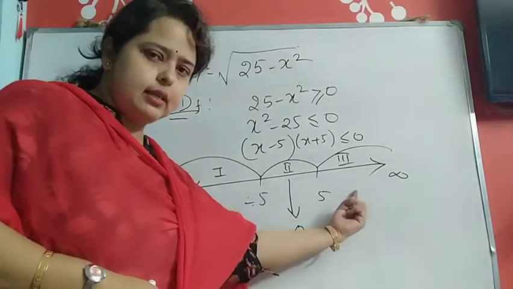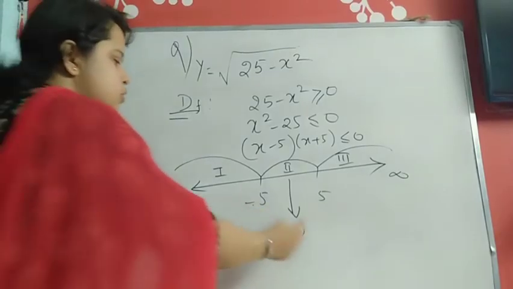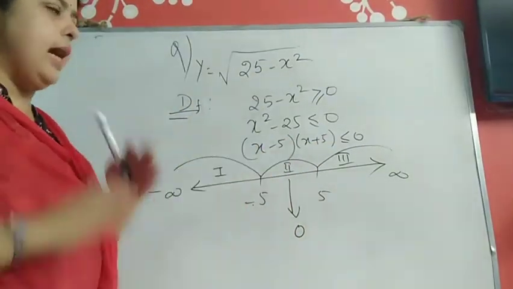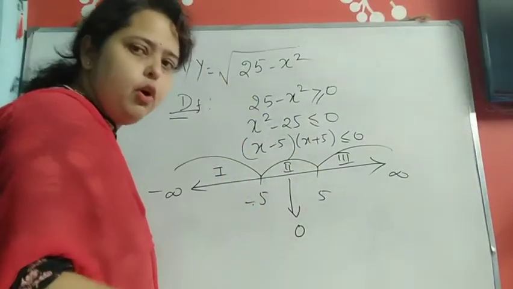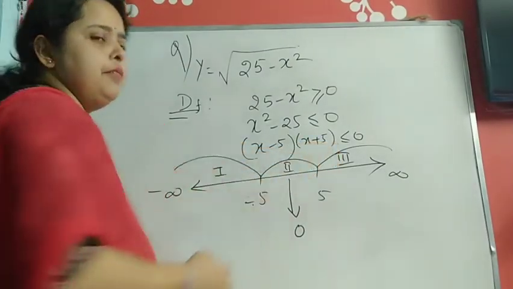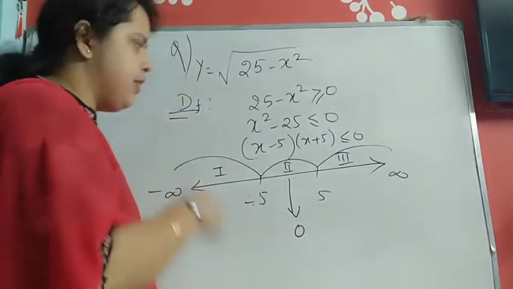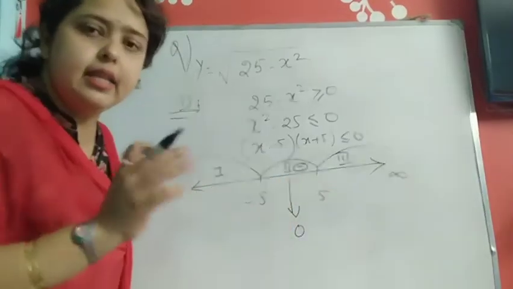You may choose 6. You may choose minus 10. It's up to you. Okay. So, I am choosing 0 and I am feeding the 0 and calculating orally what will be the value. Is it a positive or a negative value? Imagine 0 minus 5, 0 plus 5. It is giving a negative answer. So, the second interval is giving you negative answers.